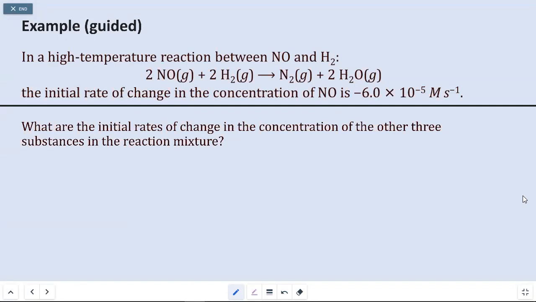All right, let's take a look at another example. We've got a high temperature reaction between nitrogen monoxide and hydrogen. The reaction is given in balanced form below it. The initial rate of change for the concentration of nitrogen monoxide is -6 times 10^-5 molar per second. What are the initial rates of change in the concentration of the other three substances in the reaction mixture?